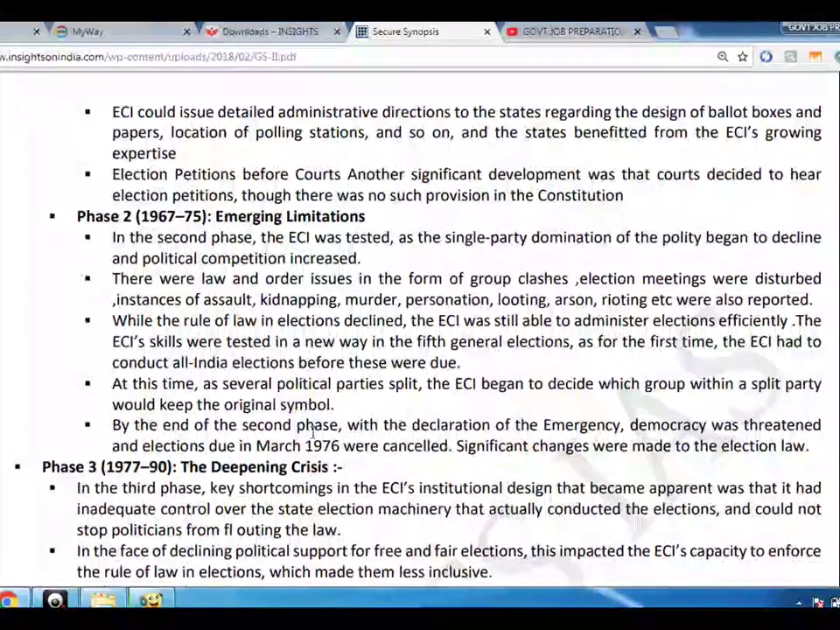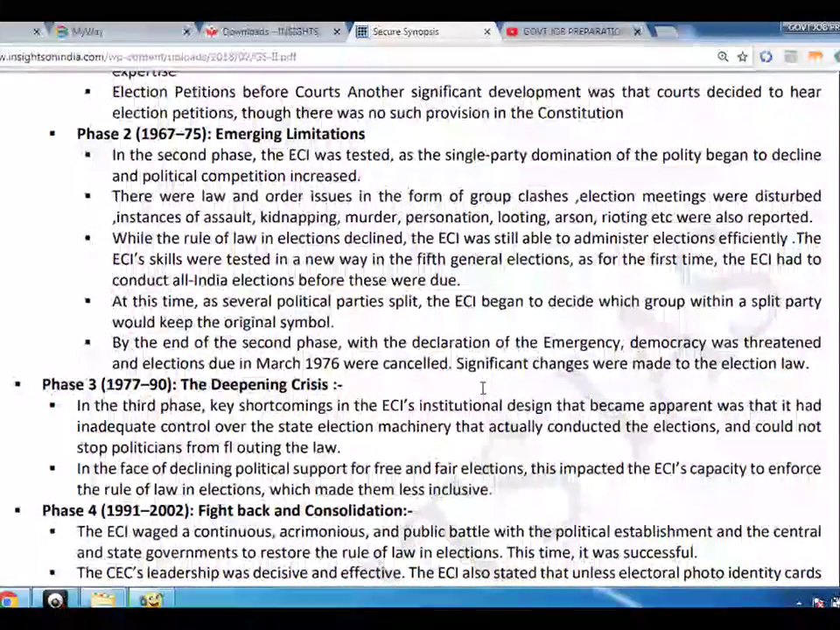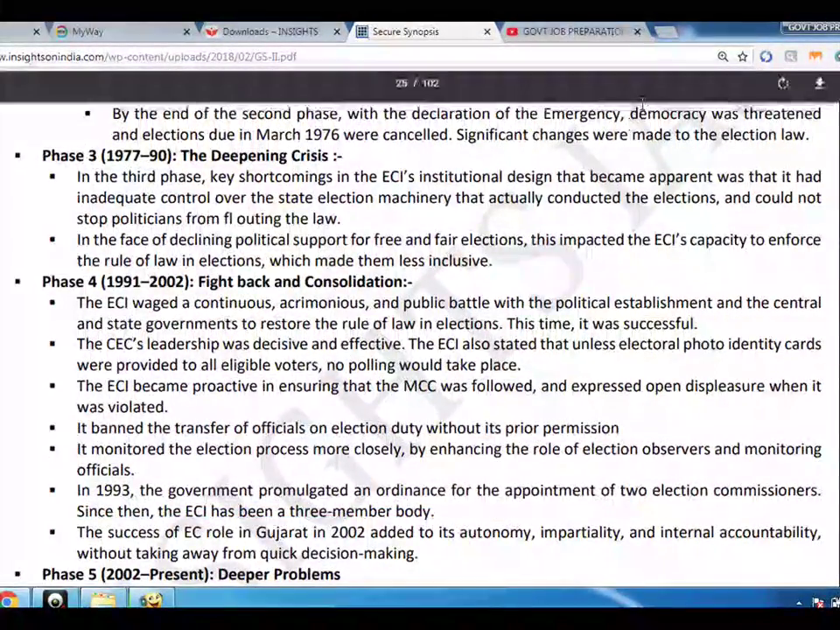The ECI's skills were tested in a new way in the 5th general elections, as for the first time, the ECI had to conduct all India elections before these were due. At this time, as several political parties split, the ECI began to decide which group within a split party would keep the original symbol. By the end of the second phase, with the declaration of the emergency, democracy was threatened and elections due in March 1976 were cancelled. Significant changes were made to the election law.